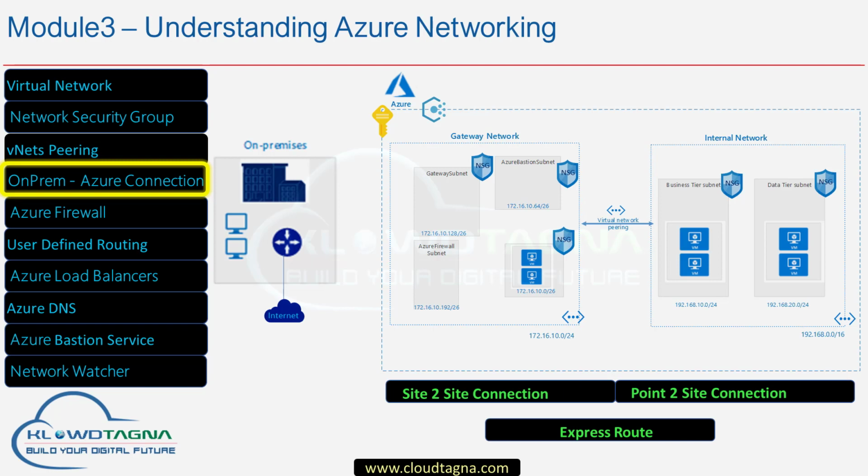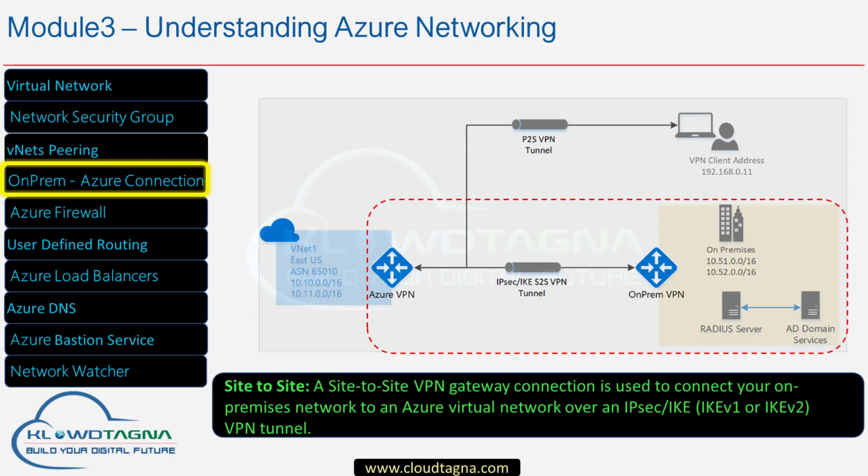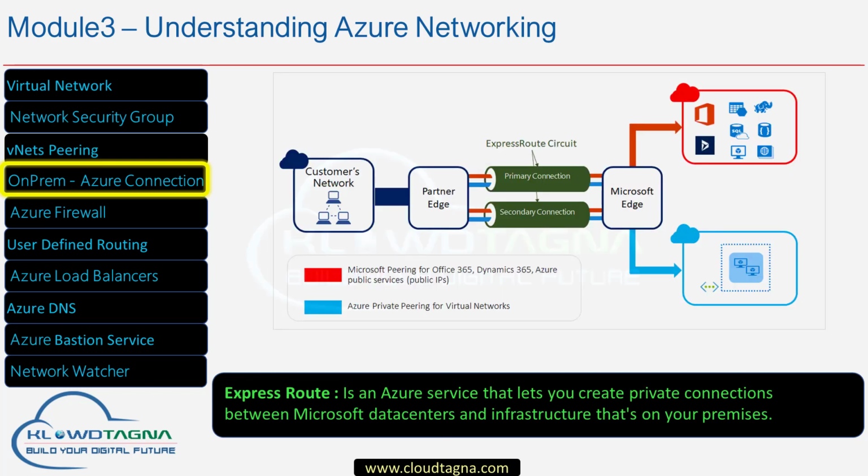Now let's talk about on-premise to Azure connectivity methods. In order to establish the connectivity between your on-premise network and Azure virtual network, there are multiple options available. They are site-to-site connection, point-to-site connection, and ExpressRoute connections. Point-to-site connection lets you create the secure connection to Azure Virtual Network from your individual client computer. In site-to-site connection, the secure connections will be established between your on-premise network and Azure Virtual Network. In both connections, a secure tunnel will be established over the internet. If your organization does not want to have connections over the internet due to any security reasons, then you can go for the complete private connection, which is ExpressRoute.